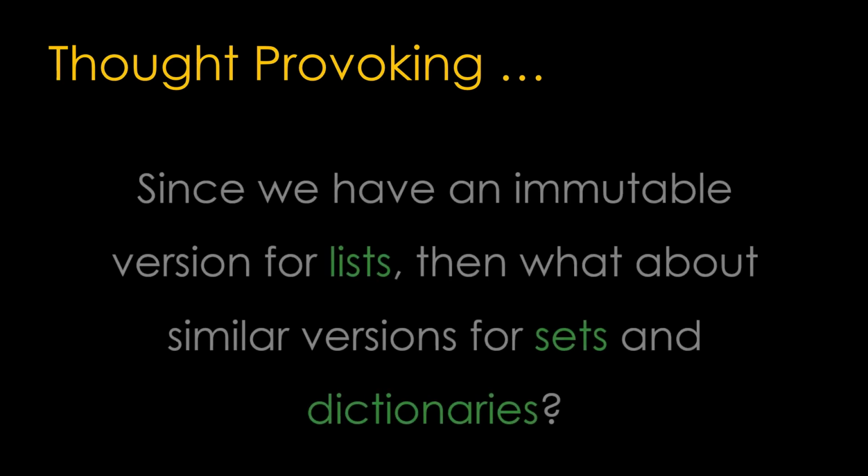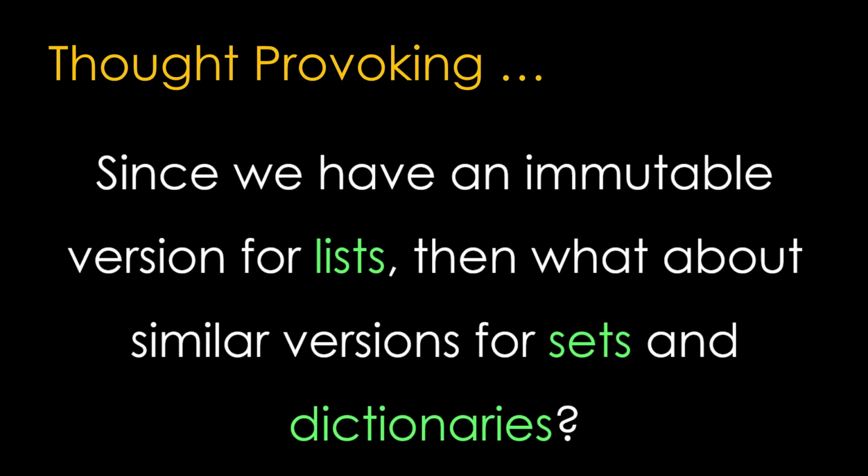Before we close today, I have a question for you. Do you think we are missing something? Well, since we have an immutable version for lists, then what about similar versions for sets and dictionaries? Interestingly, Python does provide an immutable set called frozenset as a built-in type, but no immutable dictionary is supported yet. The folks in the Python community are discussing this, but there are practical constraints for which we don't see this as a built-in type yet.